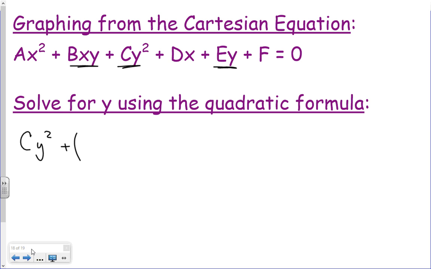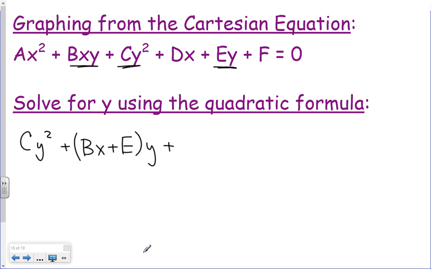So I've got a bxy and an ey. If I factor out the y, I'd have bx plus e, and that's multiplied by y. So I've got something times y squared plus something times y. And then the last part is the constant, which is whatever doesn't have a y in it.